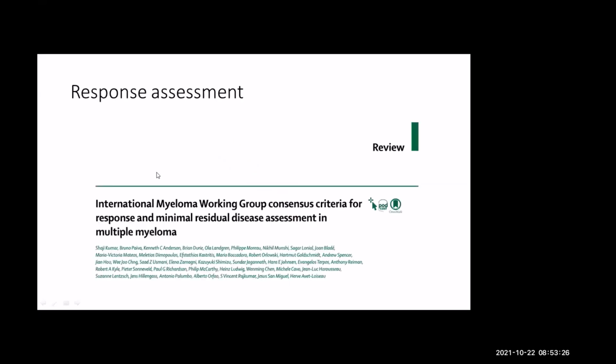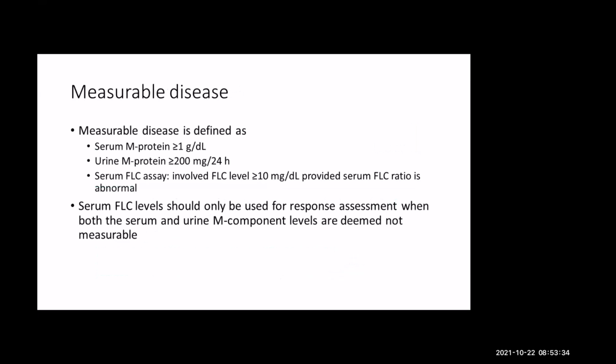We move on to response assessment. This is what we do day in and day out, and I suggest that you go through this consensus paper of IMWG carefully so that we classify them correctly. The important thing to note is that not every M band is measurable. A measurable M band is defined when M protein is more than 1 gram per deciliter, urine BJ protein should be at least 200, and for the light chain assay, the involved light chain should be more than 10 milligram per deciliter, and the ratio should be abnormal.